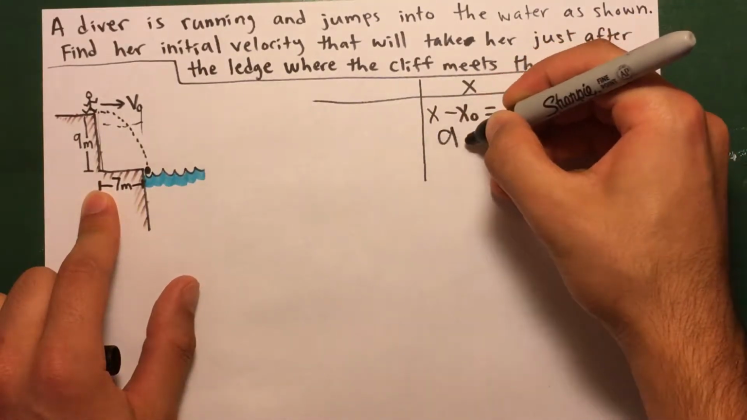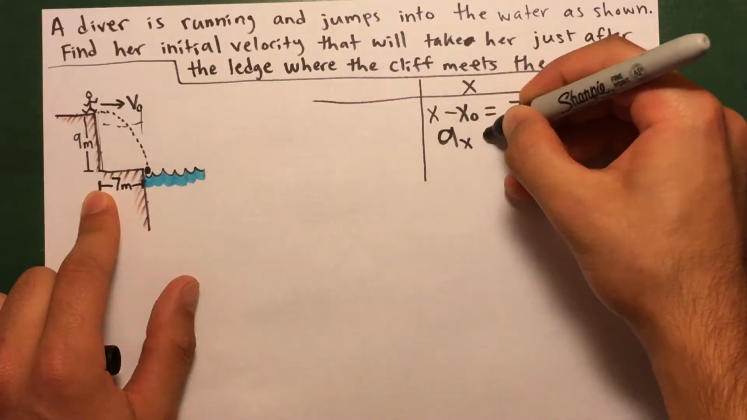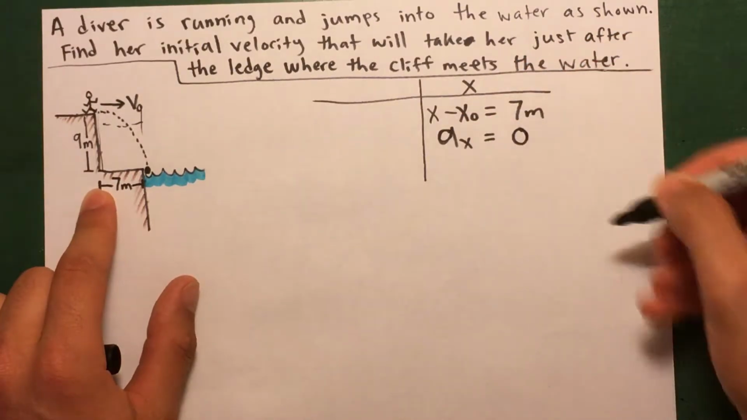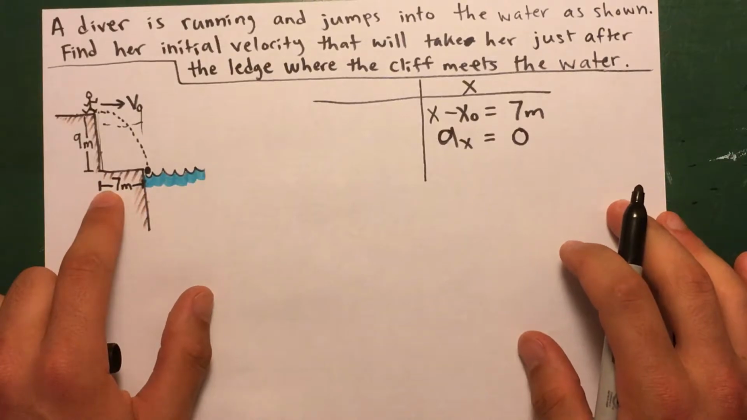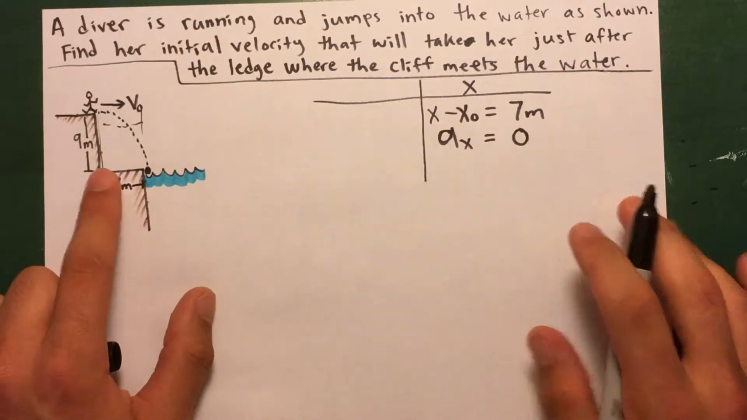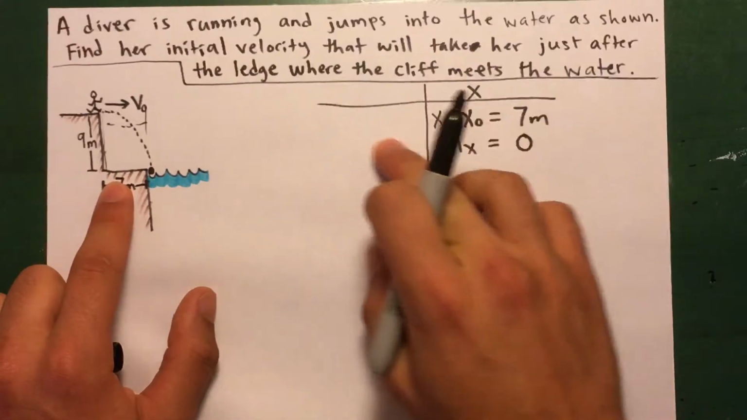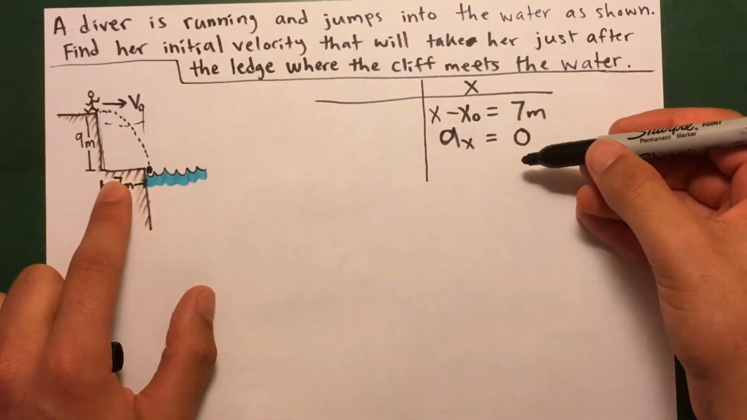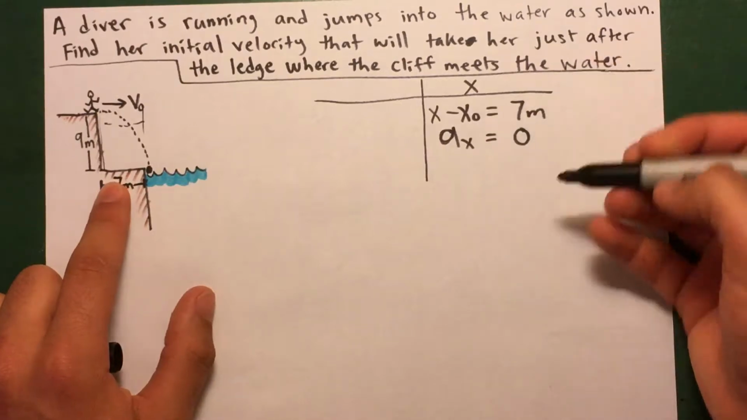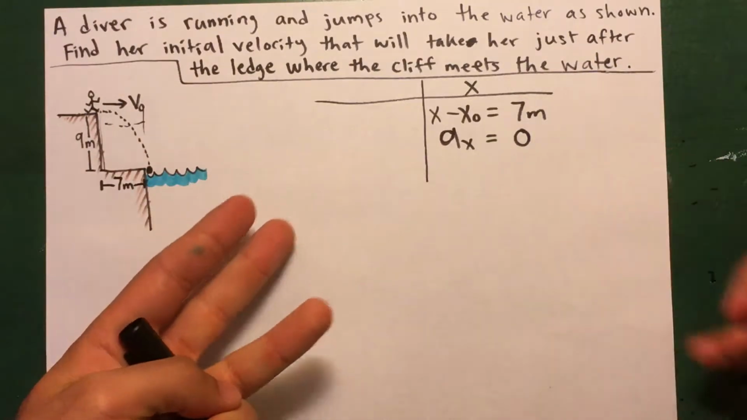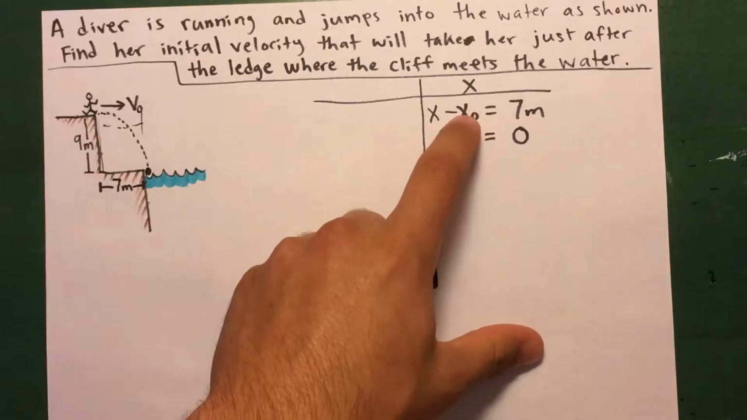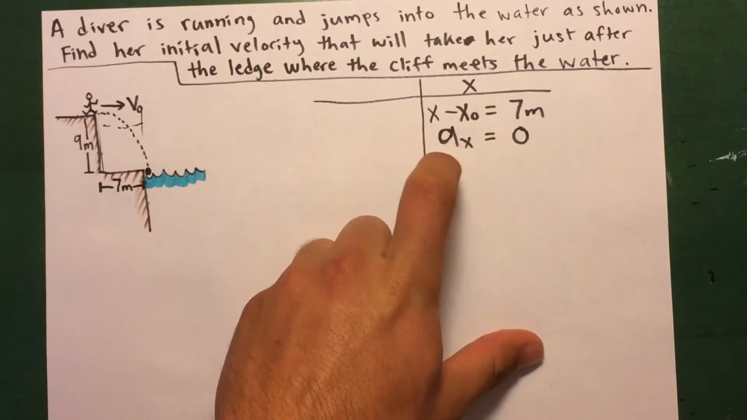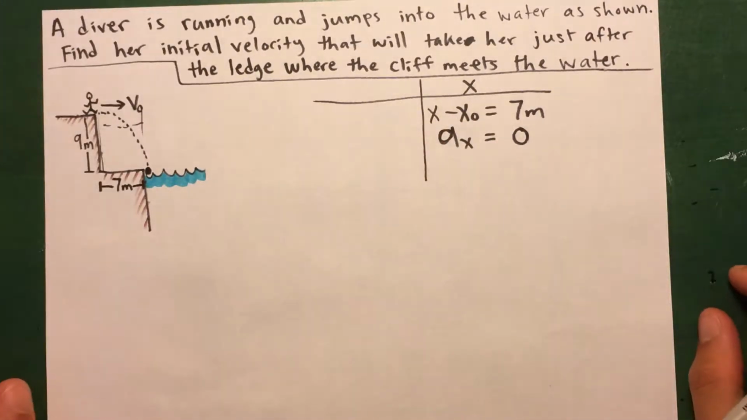We know the acceleration due to gravity in the x direction is 0, because in projectile motion there is no acceleration due to gravity in the x direction. There is acceleration due to gravity in the y direction, but not in the x. Remember, we need three knowns to find one unknown using one of the 4 kinematic equations that I had a video on just before this one.